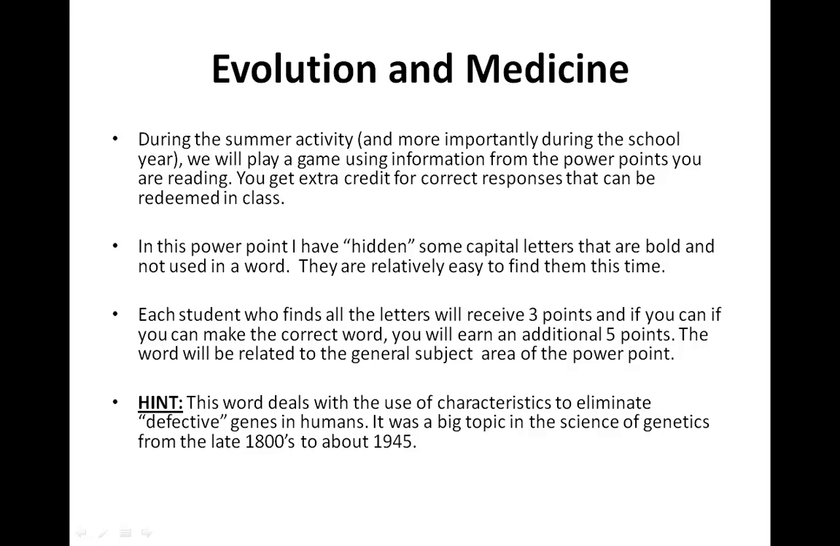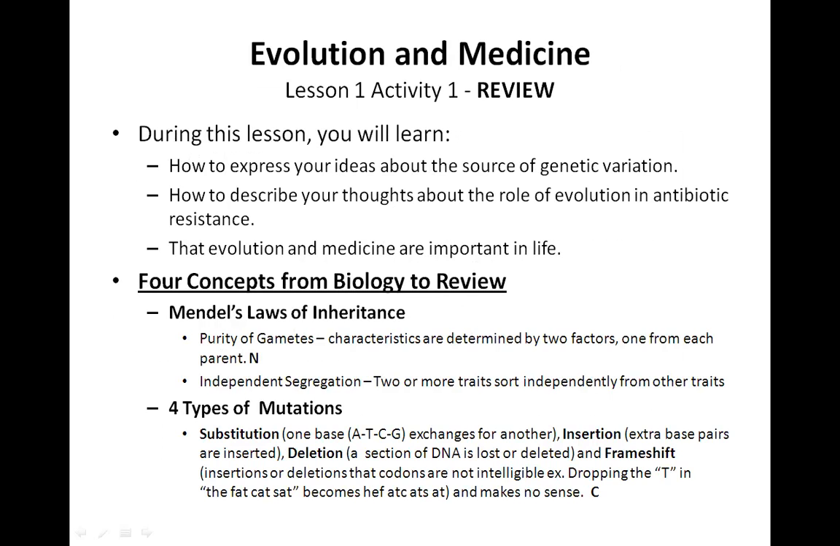Now, I'll give you a hint, and I sometimes do and sometimes don't, but this word deals with the use of characteristics that were visible to people, doctors and scientists, to eliminate what they saw as defective genes in humans. During this time frame, they really didn't know much about genes, but they knew that the characteristics were something that was passed along generation to generation. It was a big topic in the science of genetics from the late 1800s to about 1945. And after 1945, this whole philosophy went into great disfavor.